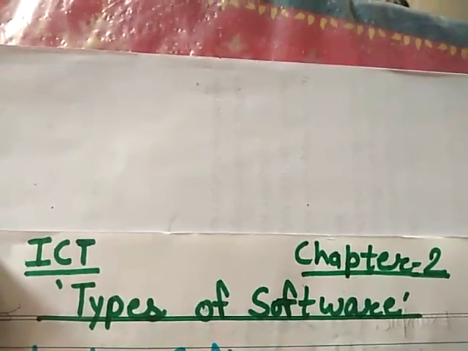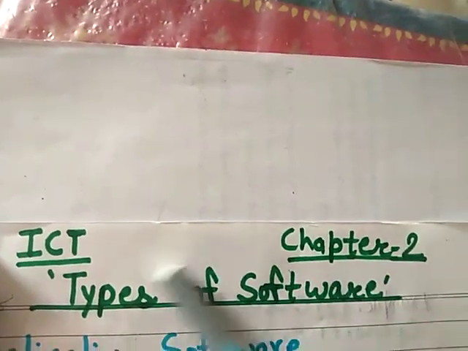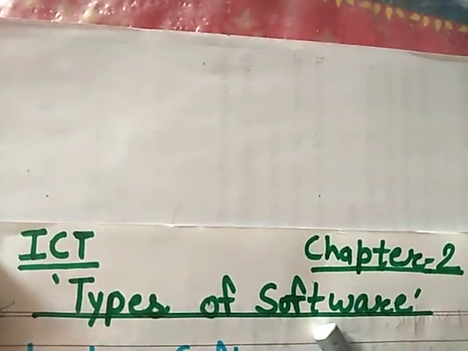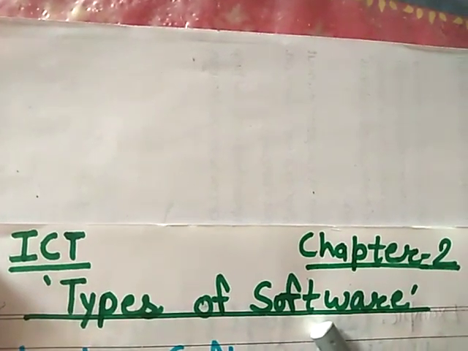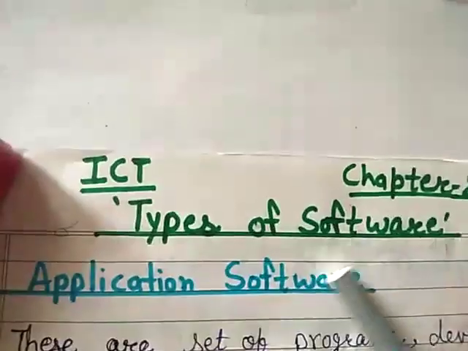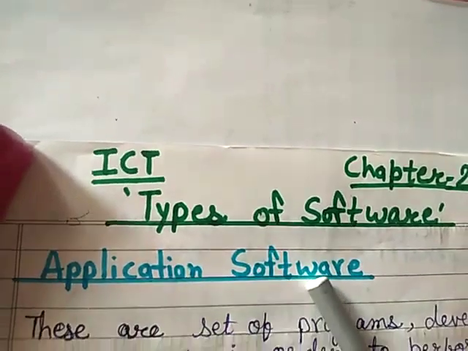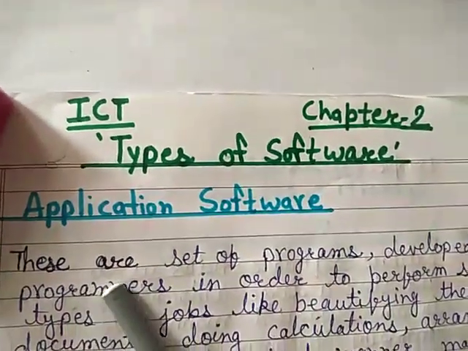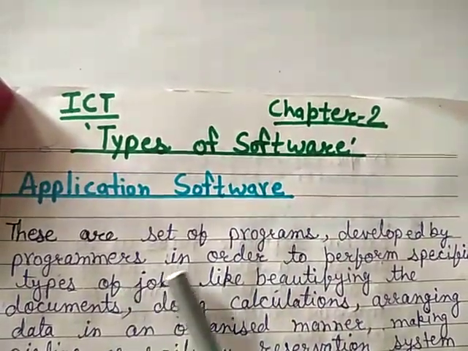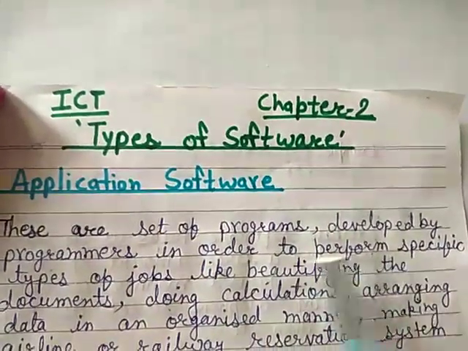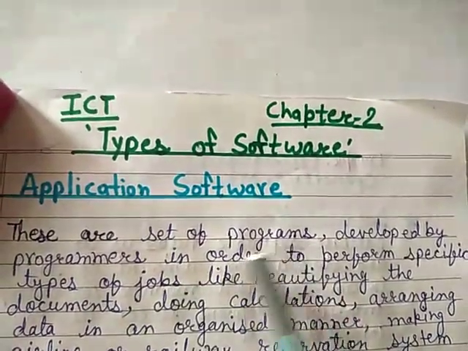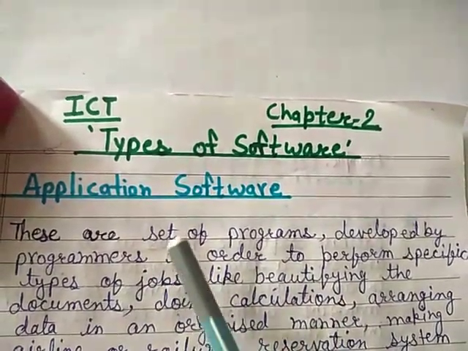Today we are going to continue the second chapter in ICT, that is types of software. In the previous session we came to know about system software. Today we will know about application software. These are a set of programs developed by programmers in order to perform specific types of jobs. That means some specific jobs are being fulfilled by the software.